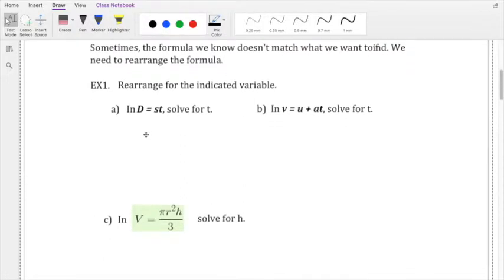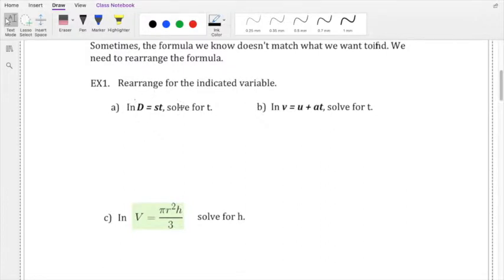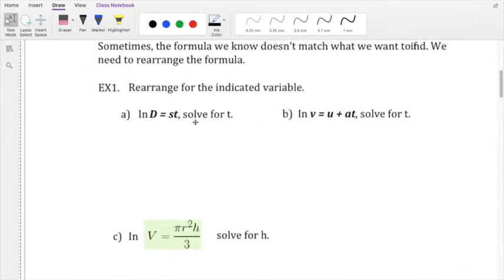So, for example, we have a distance formula right here. So distance equals speed times time. Okay? But it asks us to solve for t instead of we're solving for d right now. So currently we have distance equals speed times time. But now we want to solve for t. So we need to move the s over and isolate the t.